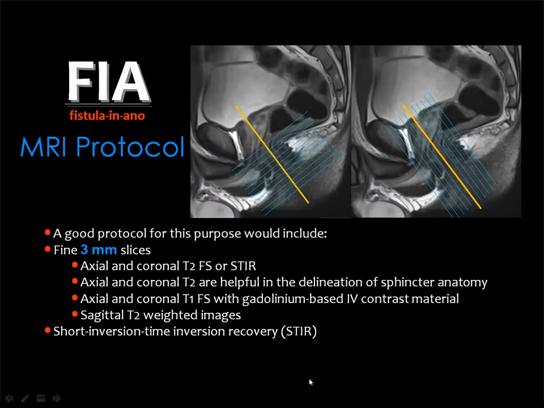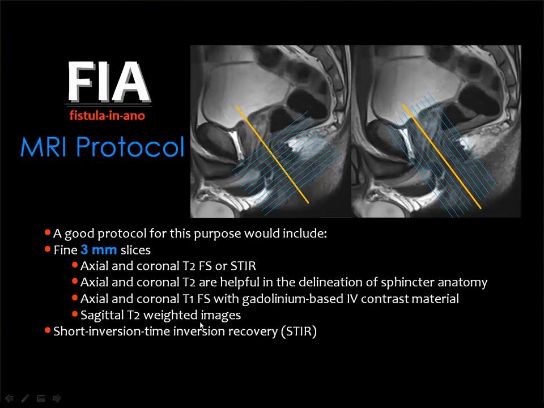Then I have mentioned before how to examine the anal canal by MRI, and this is the suggested protocol for evaluation of a suspected anal fistula. We should have 3 millimeter slices, and we should have the axial, sagittal, and the coronal T2 weighted images. Then we have axial and coronal T2 with fat suppression. Then we have axial and coronal T1 fat suppression after injection of contrast, and you should have the sagittal T2.